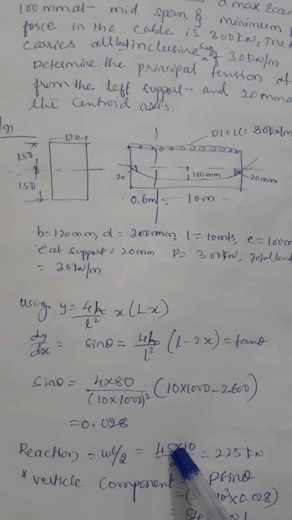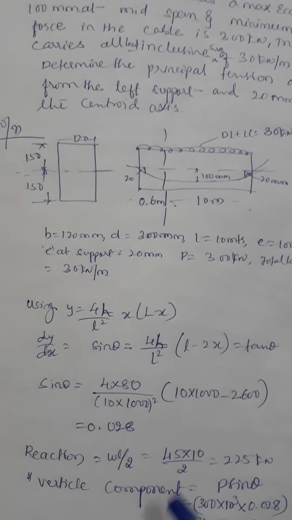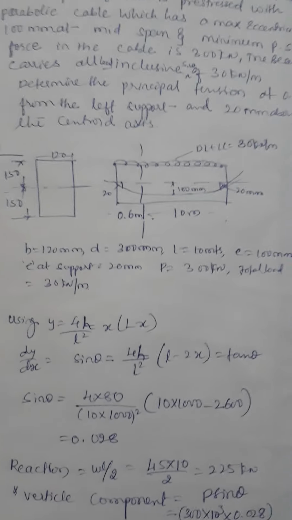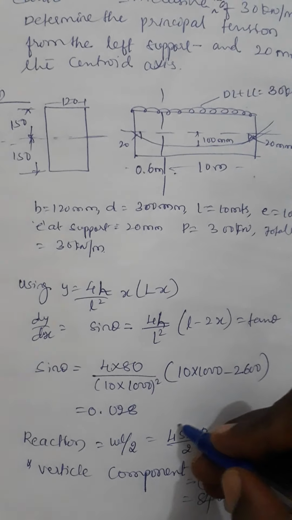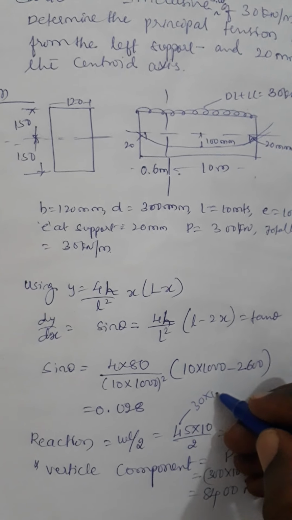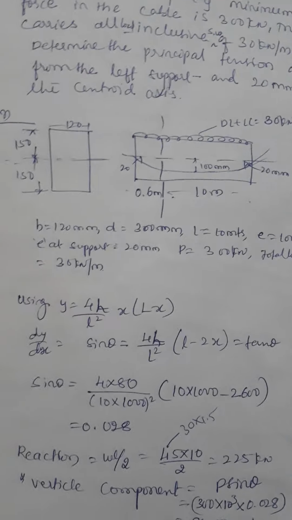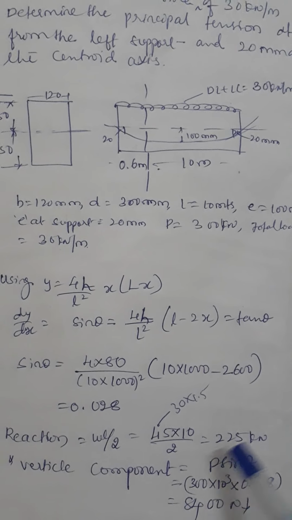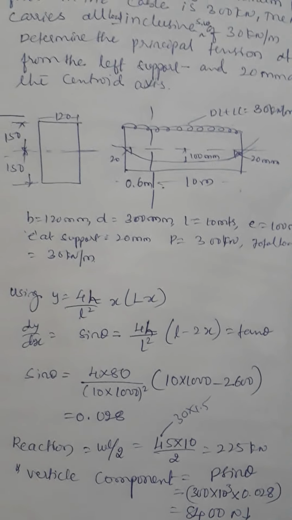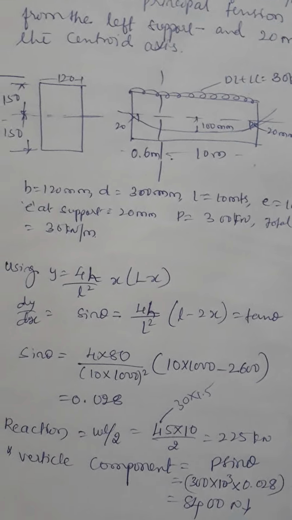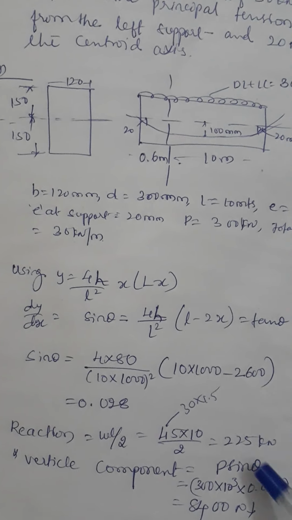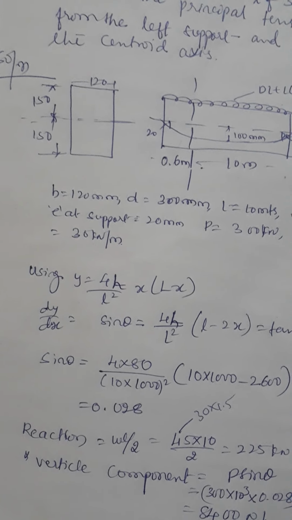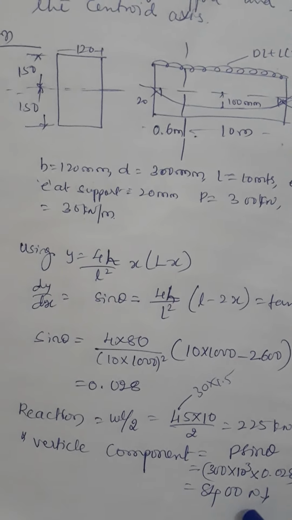Then the reaction at the support is nothing but WL by 2. That is 30 into 1.5, you are getting 45, so 45 into 10 divided by 2, that is 225 kilonewton. So the vertical component is equal to P sin theta. P is 300 into 10 raised to 3, sin theta is 0.028, it comes to about 8400 Newton.